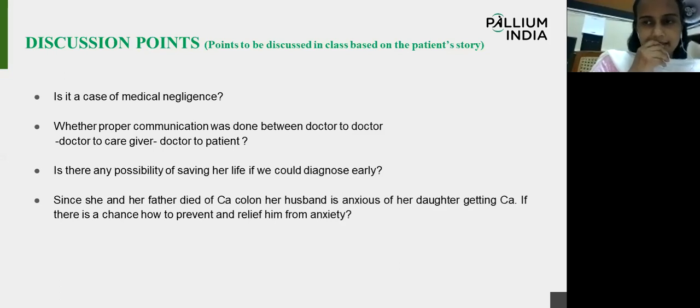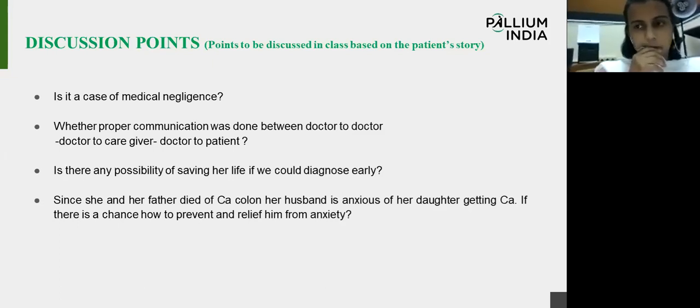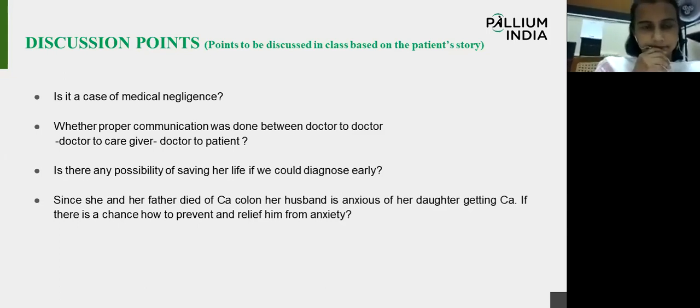But symptom wise, I think the main symptom was probably pain, and the main symptom was the psychological distress that she was having, because she didn't want to die. So, if you just go to the previous slide, Vishnu, what was given to manage the symptoms?